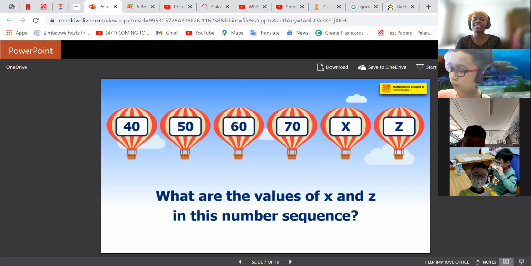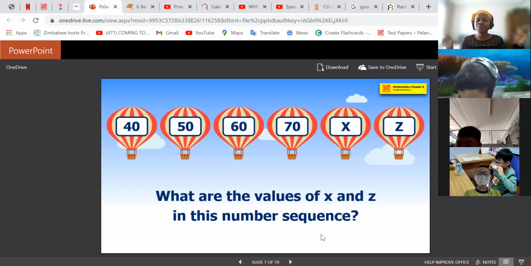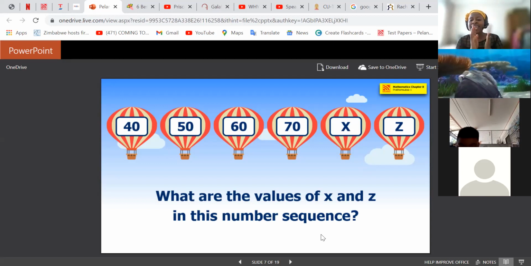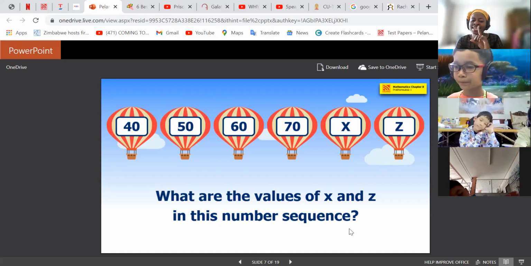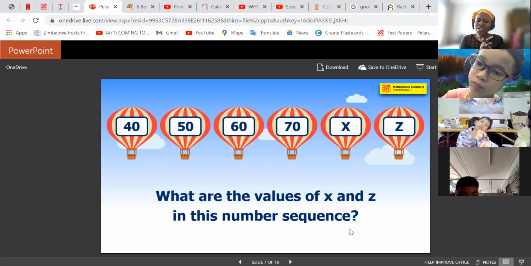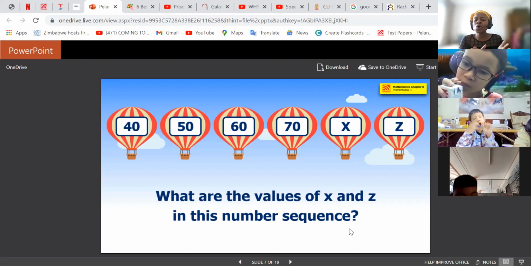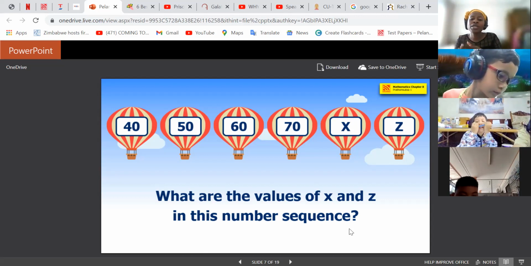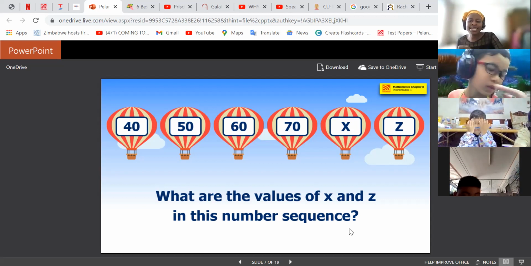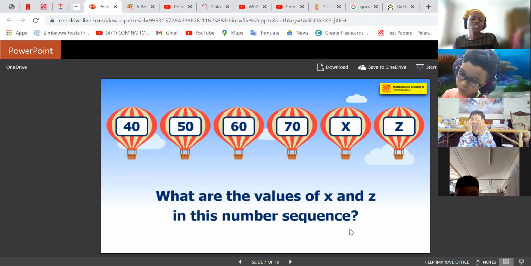All right, guys, let's look at another example. We have 40, 50, 60, 70, X, and Z. What are the values of X and Z in this number sequence? What do we do? It's very easy. The numbers are going backward. Oh, they're going forward, sorry. They are going forward by 10, 10, 10. They're increasing by 10, 10, 10, 10. So it's very easy.